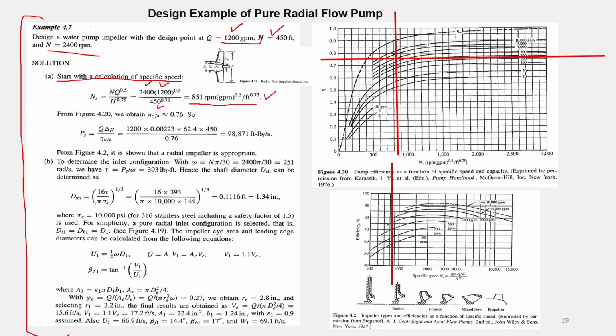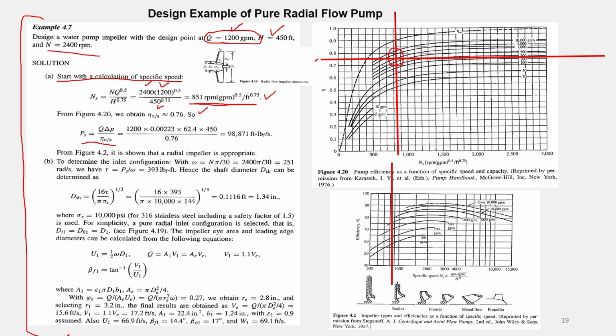You take the flow rate and the dimensional specific speed. You take them to the figure, and you will find that the intersection of these 2 points will give you the efficiency. Okay, so in our case here, with a specific speed of 851 and a flow rate of 1000 or 1200 gallon per minute, the overall efficiency of this pump should be around 76%.